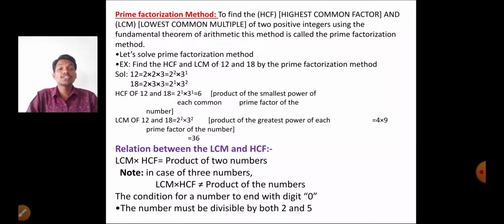In the condition for a number to end with digit 0, the number must be divisible by 2 and 5.